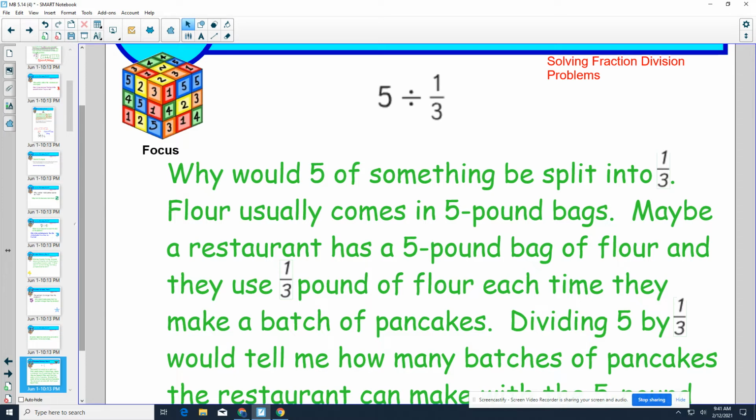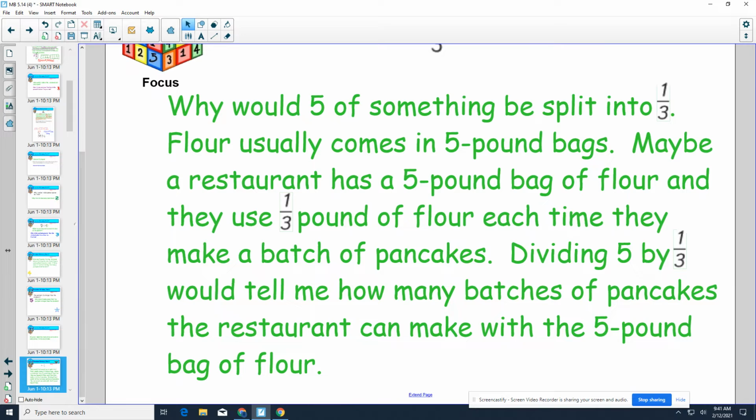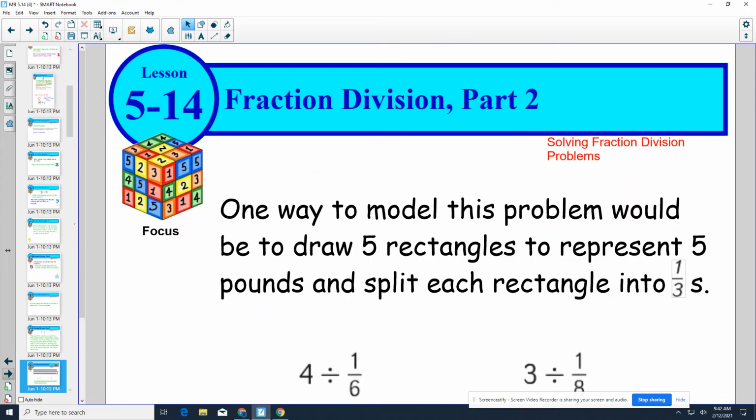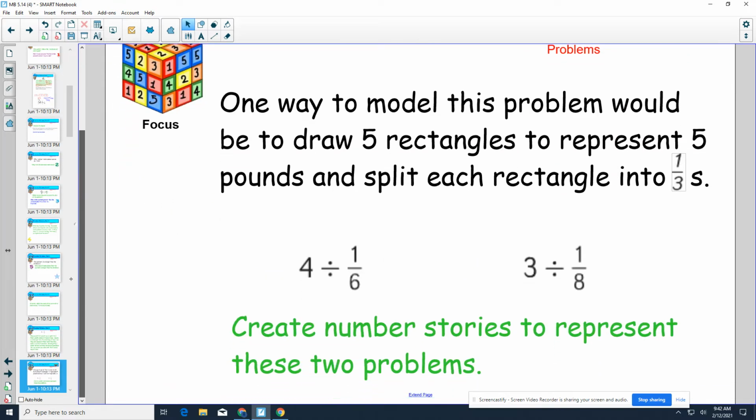Maybe a restaurant has a 5-pound bag of flour and they use 1/3 of flour each time they make a batch of pancakes. Dividing 5 by 1/3 would tell how many batches of pancakes the restaurant can make with a 5-pound bag of flour. So this is real world situations. You're not always going to get math problems of dividing a whole number by fractions where it's going to be something easy like 6 divided by 1/3 or 9 divided by 1/3 or 12. You're going to have real world situations where you're going to have to work out some of these problems, and that's where you need to have strategies to work on those.